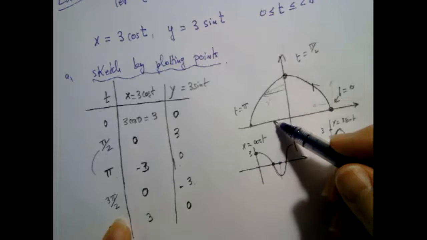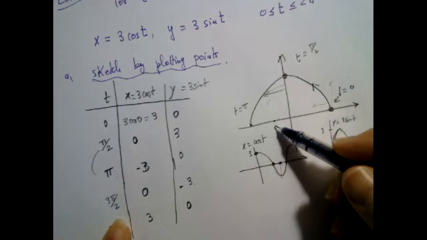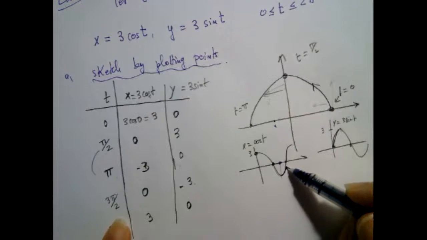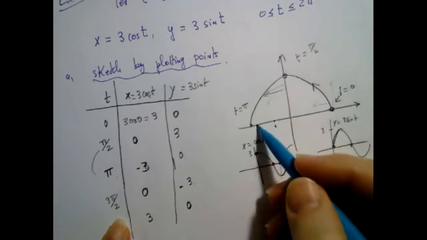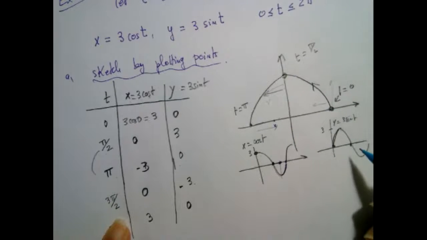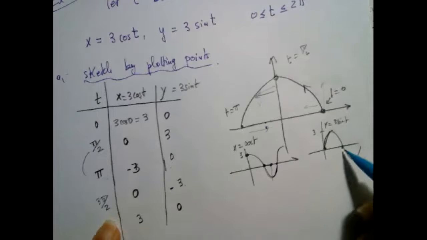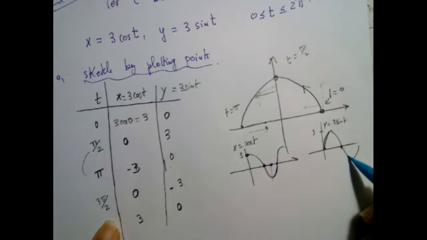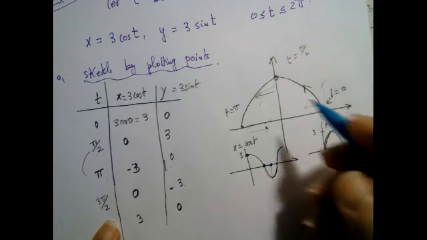Between pi and 3 pi over 2, the cosine is still negative. It means the x coordinate is negative, which means I'm right here. It's getting less and less negative, so the x coordinate is getting less and less negative. It means we're moving to the right. The y coordinate is negative, and it's getting more negative. So we're going to move down here.